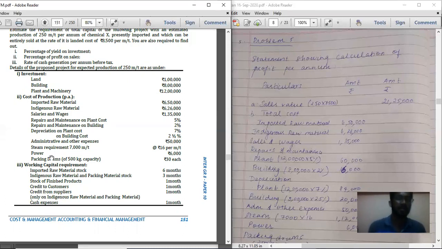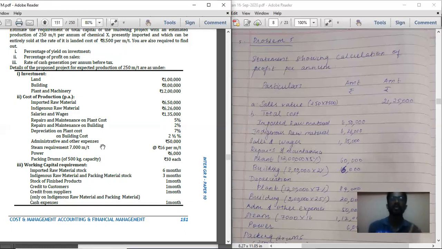See here, administrative and other expenses they have mentioned. So we can take it in two ways. One is we can assume it as fully relatable to cost of production. Then we should assume that the other expenses also form part of administrative expenses. So administrative and other expenses, either you can take it as only administrative expenses, then you can add it to cost of production. Or if you are assuming other expenses include selling and distribution expenses, then those administrative and other expenses should not be included in the cost of production.